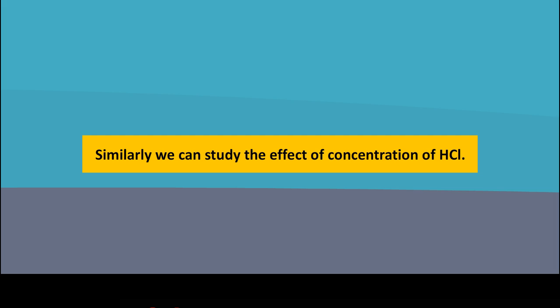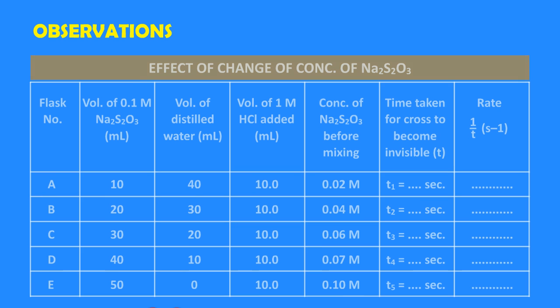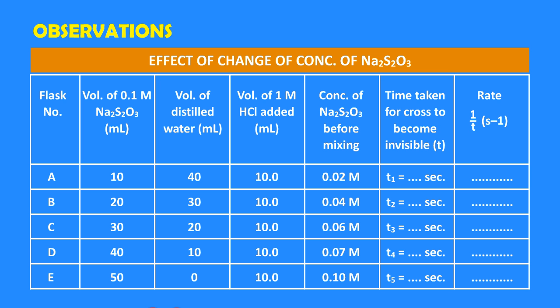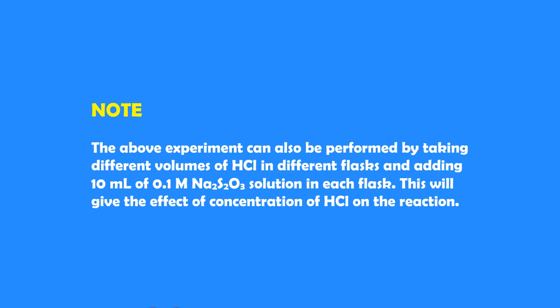Similarly, we can study the effect of concentration of HCl. Observations: effect of change of concentration of Na2S2O3. Note, the above experiment can also be performed by taking different volumes of HCl in different flasks and adding 10 ml of 0.1 M Na2S2O3 solution in each flask. This will give the effect of concentration of HCl on the reaction.